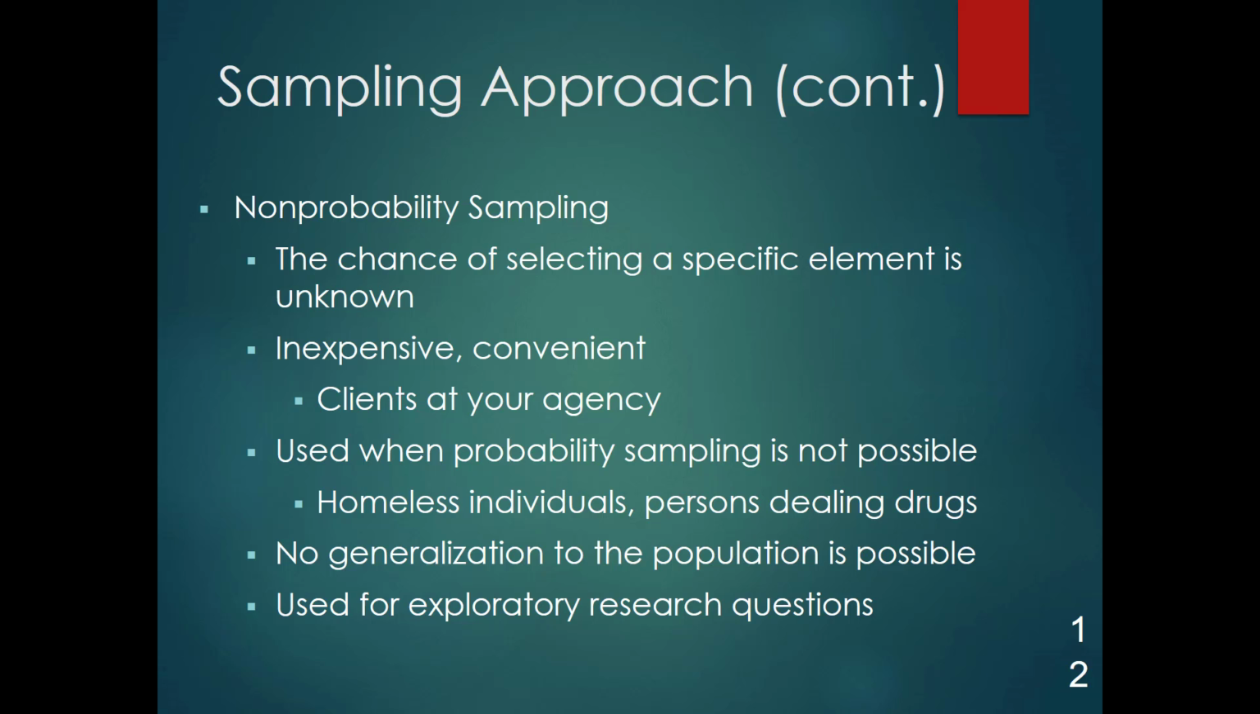With non-probability sampling, this is the procedure in which all of the elements in the population have an unknown and usually different chance of being included in the sample. So non-probability sampling does not support the claim that the sample is representative, and therefore it cannot permit generalization, only speculation. This approach is inexpensive, convenient, and very easy to do. You can definitely do it with your clients at your agency. You would use non-probability sampling when it's not possible to do probability sampling. Working with homeless individuals or persons dealing with drugs, this would be a good approach to use.